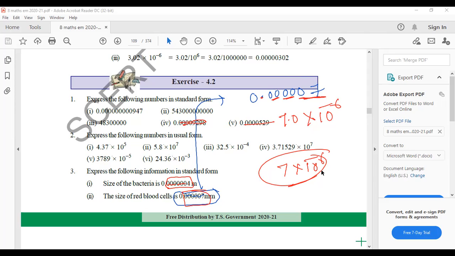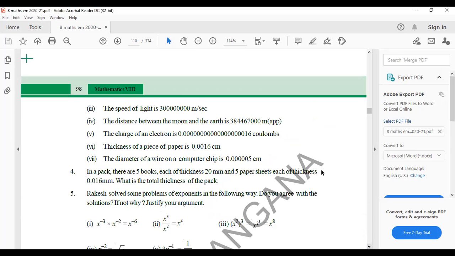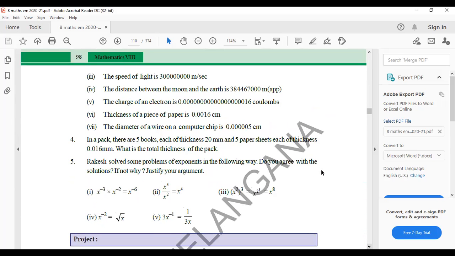So now two questions are done. Now go to the third question. Let us start working on the third question. Make it fast. The speed of light is this. This is only positive. Now take it: 3 into only this will count. 3, 3, 6 and 8. So 10 power 8 meters. Clear?